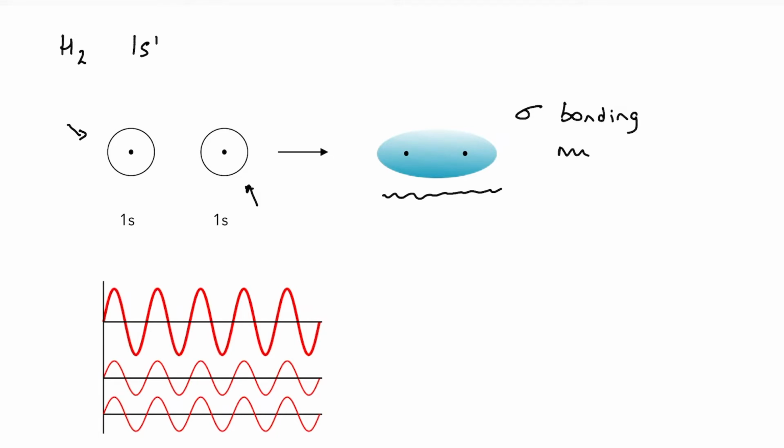Bonding molecular orbital, often written as MO for short. And you can see that the electron density is greatest between the two nuclei. So essentially that's what our covalent bond is. That is what's holding our two atoms together.